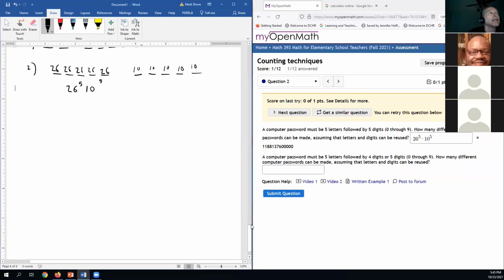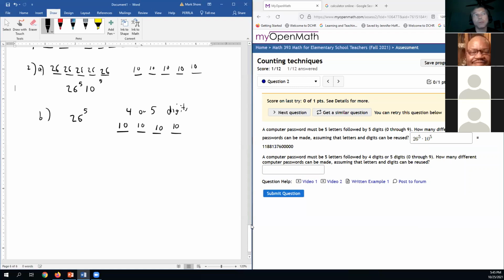So this was part A. Part B says 5 letters followed by 4 or 5 digits. So nothing's changed with the letters on part B. So that's still going to be 26 to the 5th. The tough part on part B is where it says 4 or 5 digits. So the first 4 digits are easy because there's 10 choices.